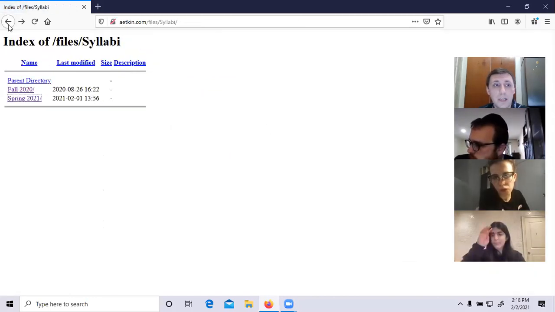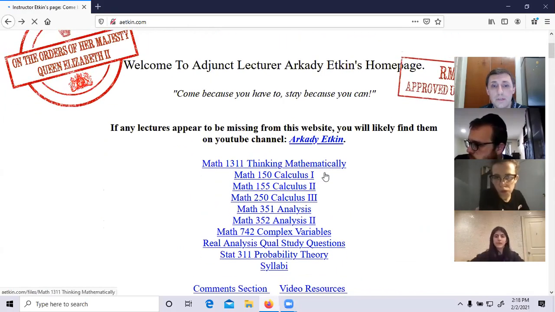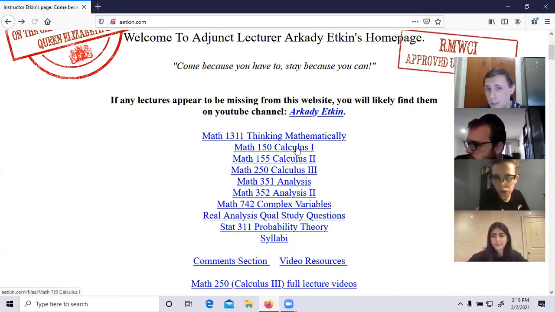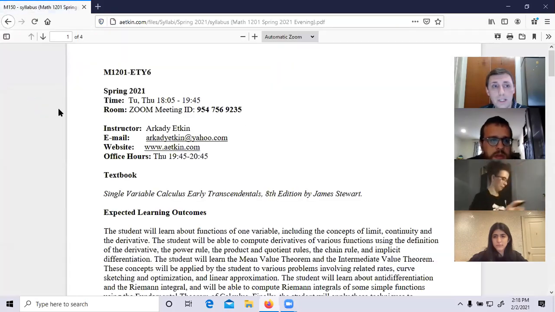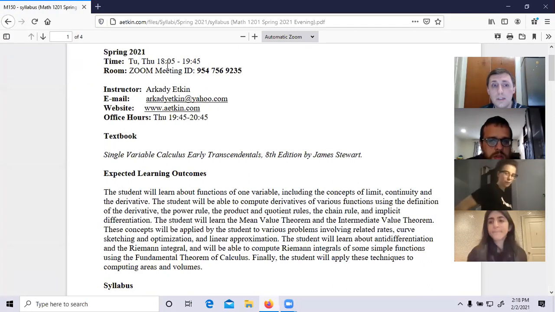Okay, so you find all your materials there. The syllabus I keep separately. You see how this is divided here? I used to teach it at Hunter. So Calculus 1, Math 150 is the code for it at Hunter, but it's the same thing. And the syllabi I store in a separate folder. Good? So first we are looking at the syllabus for this class. And this is the information you need to know about it.